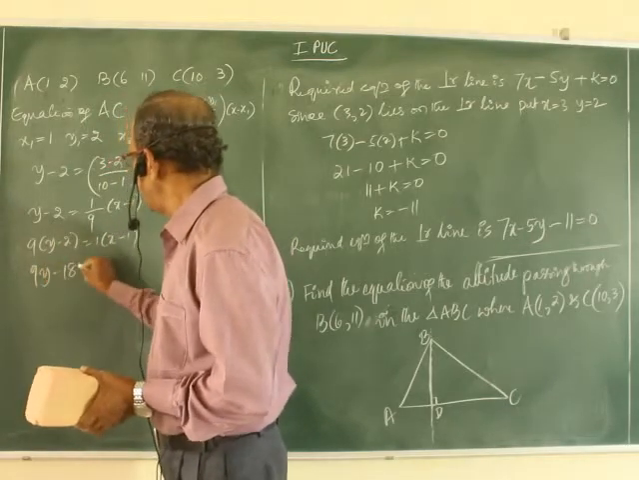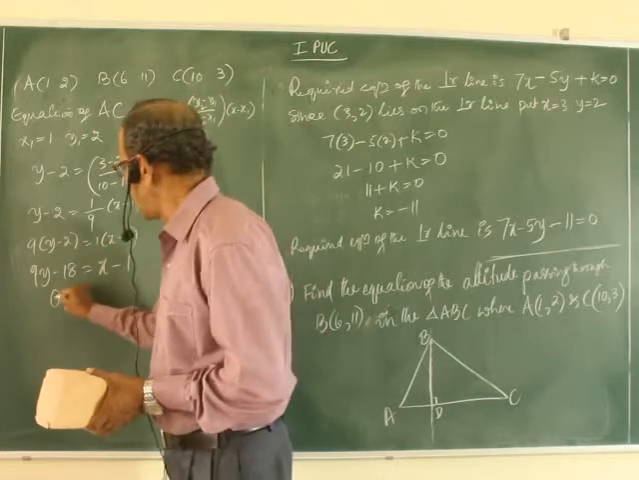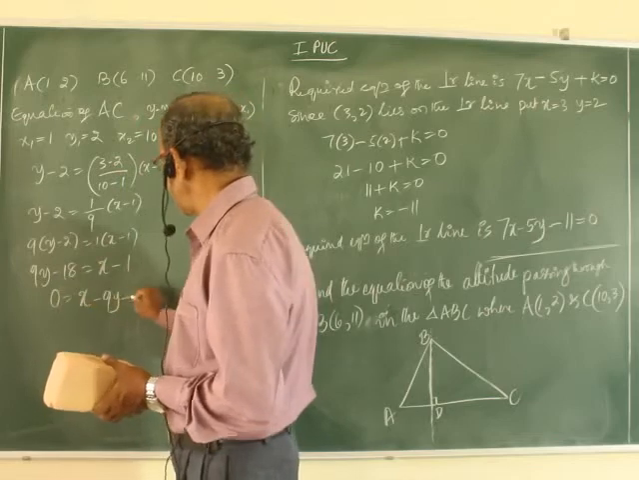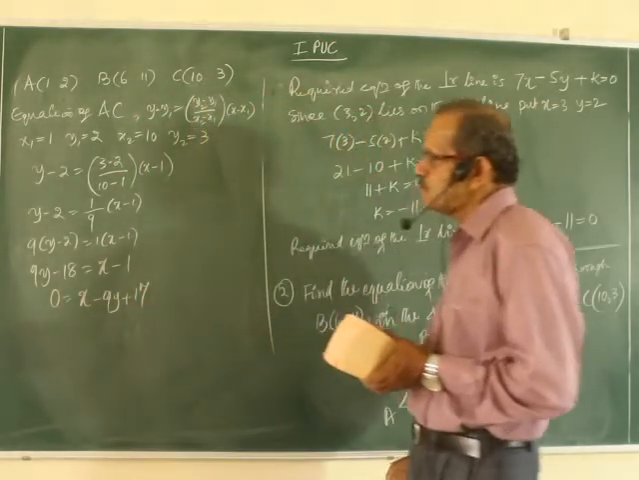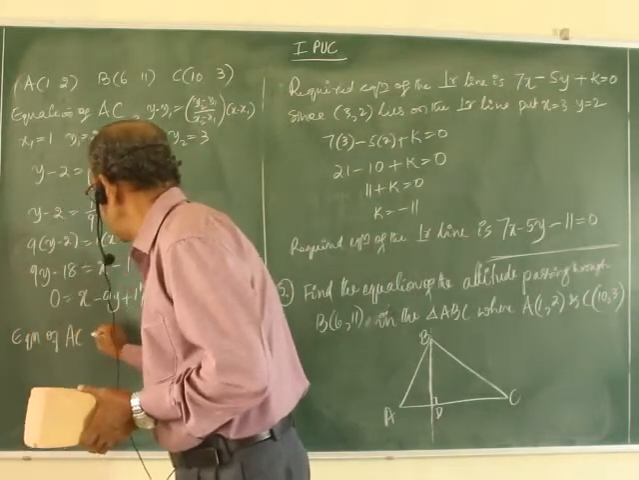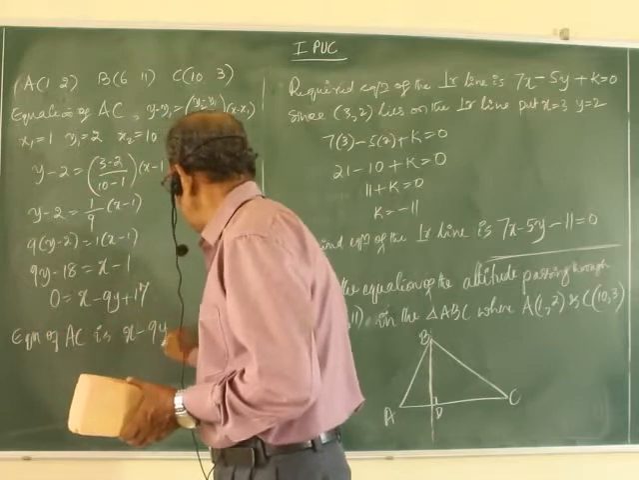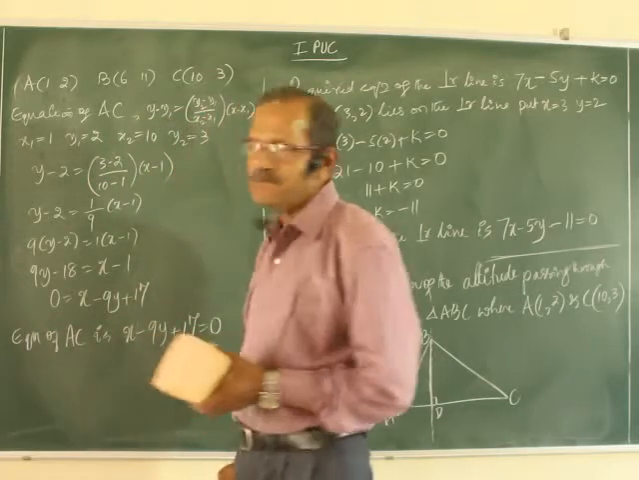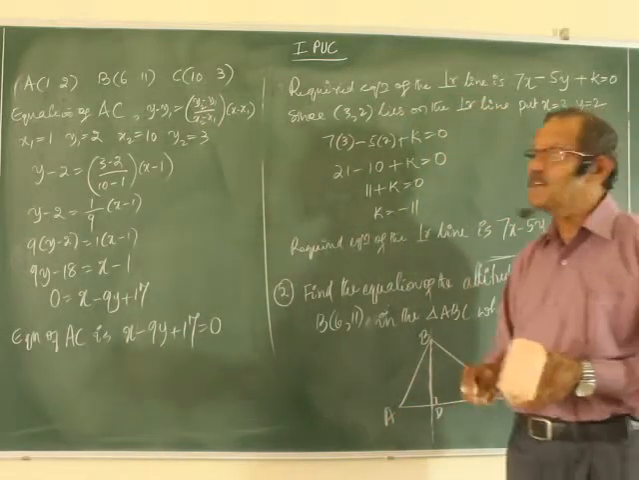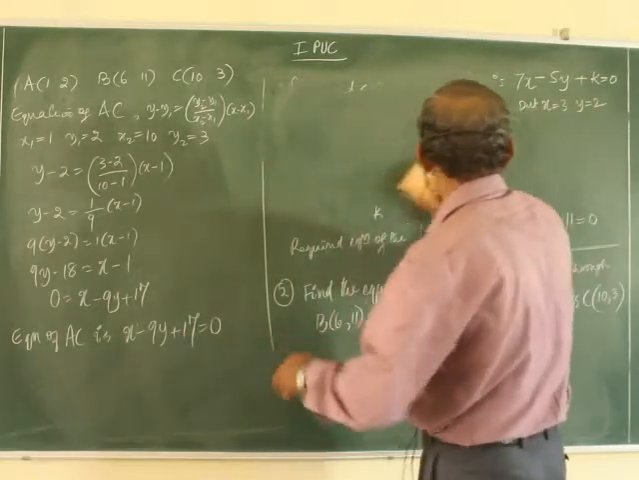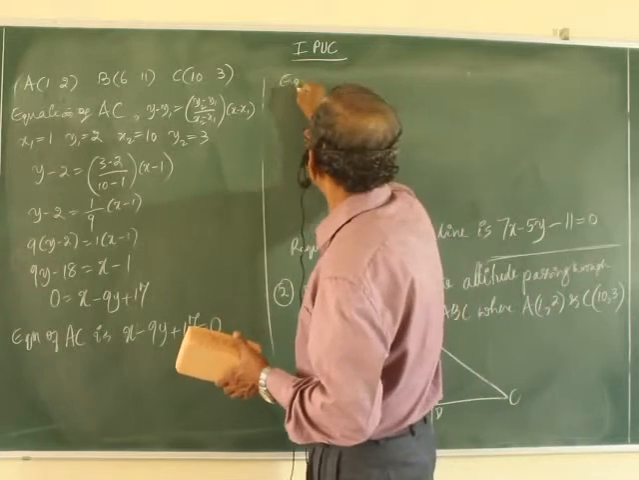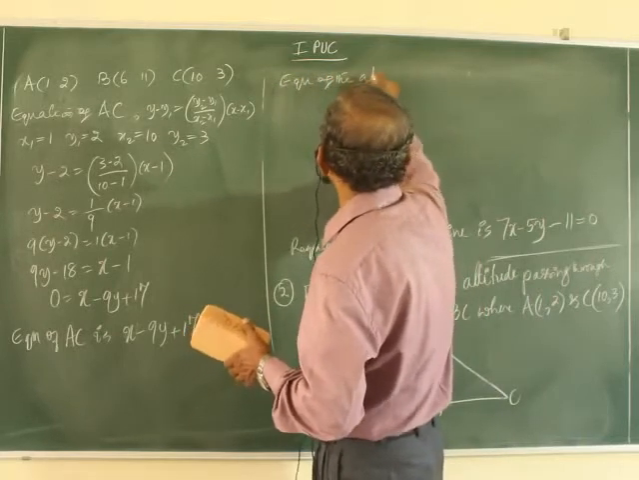9y minus 18 equals x minus 1, or x minus 9y minus 1 plus 18, plus 17. Equation of AC is x minus 9y plus 17 equal to 0. Now write the perpendicular line equation, the equation of the altitude.